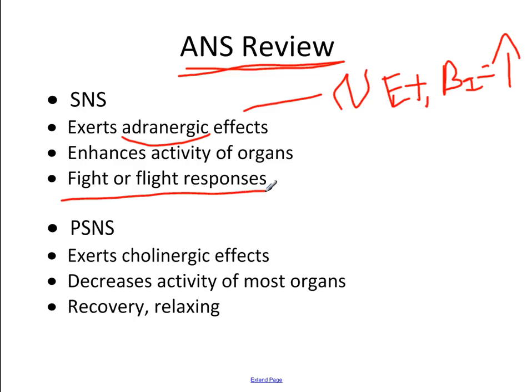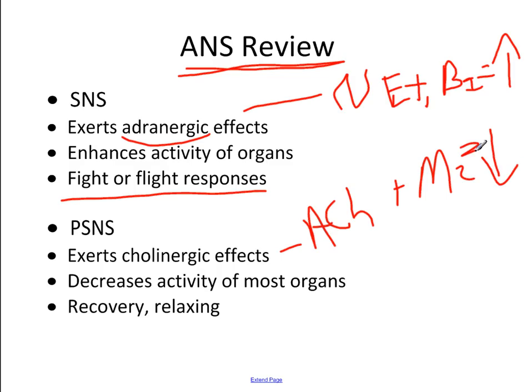And the parasympathetic nervous system is going to be pretty much the exact opposite. Remember that the primary postganglionic neurotransmitter here is going to be acetylcholine. And when we're talking about the heart, it's going to interact with muscarinic receptors, specifically M2 receptors. These receptors will elicit an inhibitory effect on the heart, so it'll slow the heart down. That's what we would call a cholinergic effect, which allows us to recover and relax.